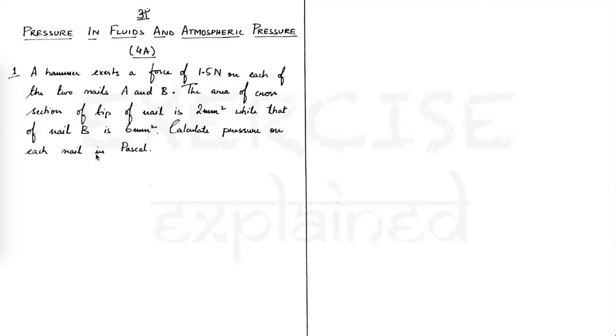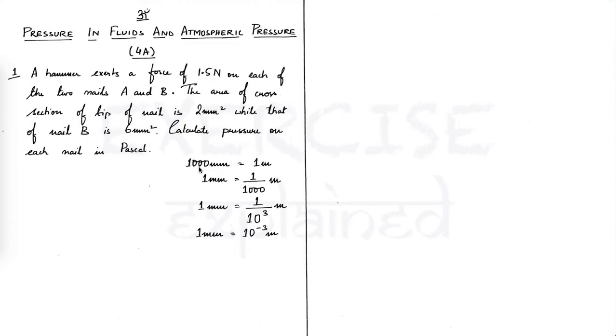Now, Pascal happens to be the SI unit for pressure. So, for getting the answer in SI unit, we need to have the given data also in SI unit. Force is given in newtons, which is the SI unit of force, but the area is given in 2 millimeters square and 6 millimeters square. So, these are not SI units. So first we would be learning how to convert millimeter square to meter square.